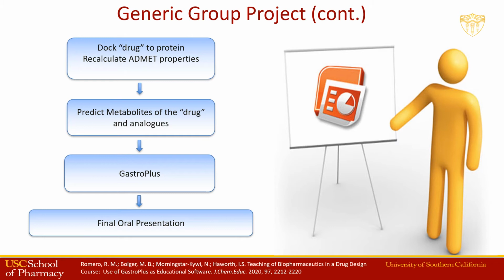If I make the drug more hydrophobic, which improves some of the interactions with the protein target, how is that going to affect the ability of the drug to be absorbed orally? Will the change make the drug more soluble or less soluble? And is that a problem? We also do some predictions of metabolites. So we try to look at the metabolism of the drug and some of the analogs and ask questions of how that might also affect bioavailability.